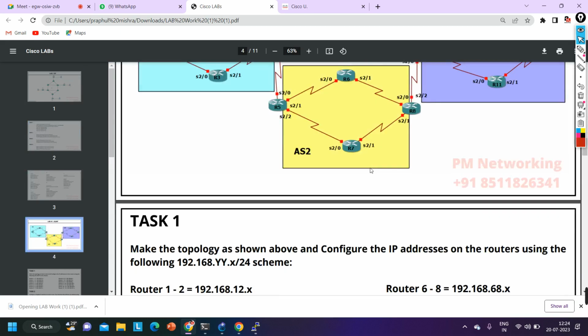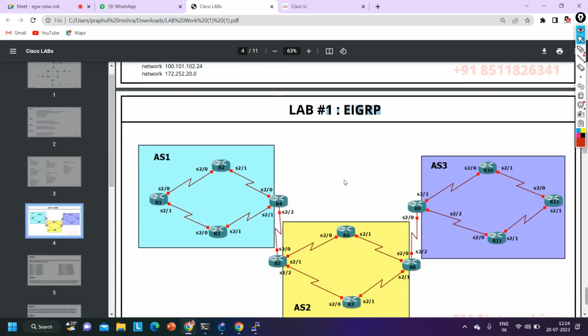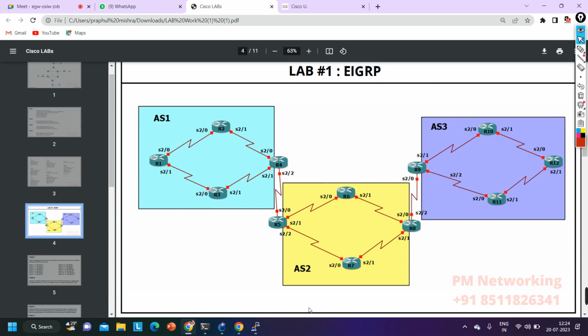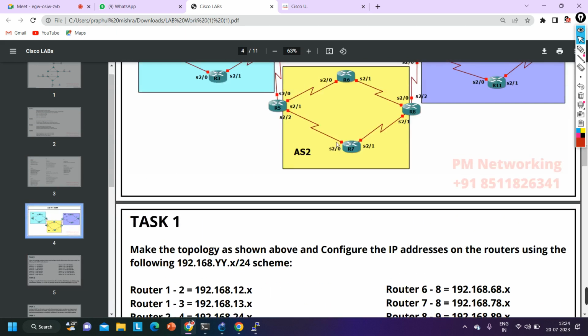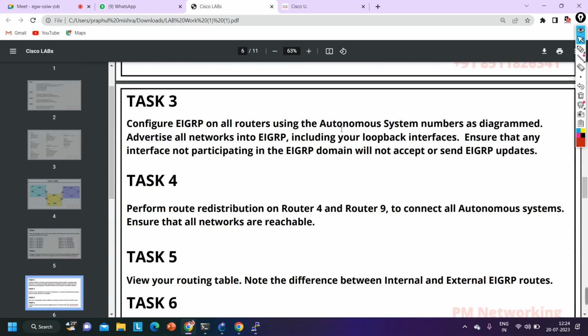So see, in this we have one more lab, that is here, EIGRP, and here I am running AS number 1, AS number 2, and AS number 3. Getting my point? So you need to perform what? This is the IP configuration, or you can use any IP address accordingly. After that, configure EIGRP on all autonomous systems. You need to configure passive interface also. You can see here, ensure that any interface not participating in EIGRP domain will not accept or send EIGRP update.